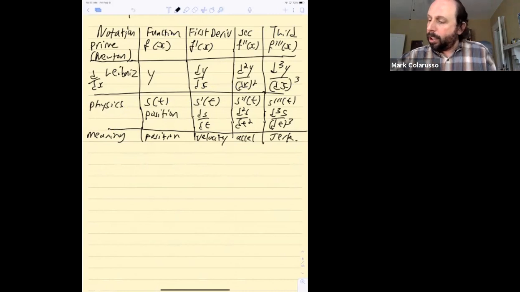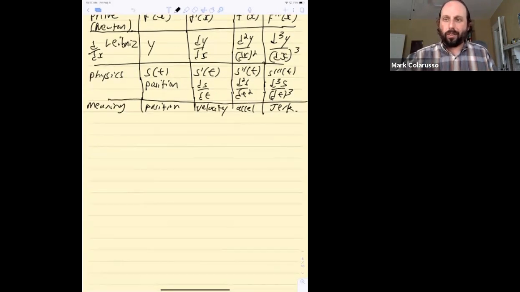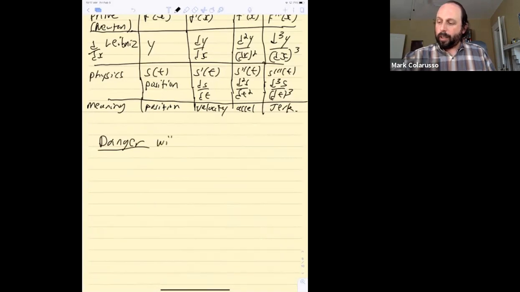Okay. So I should just say, like I said, I like the Leibniz notation in the physics case because it tells me something about units, but there is a danger for understanding it. So I want to just mention that. So danger with Leibniz notation.